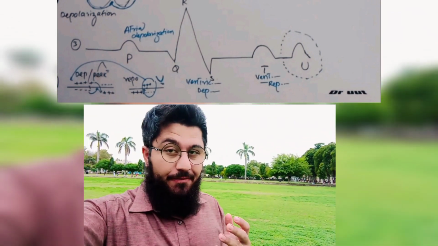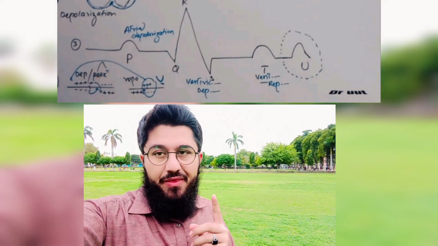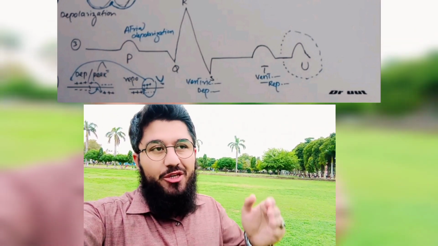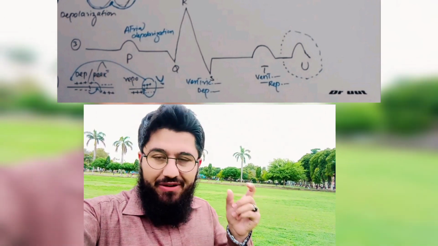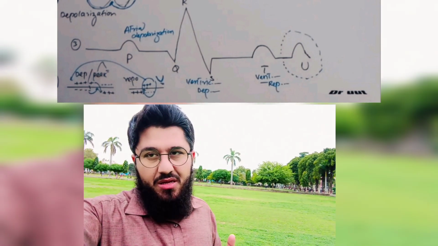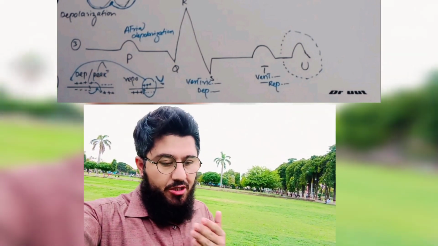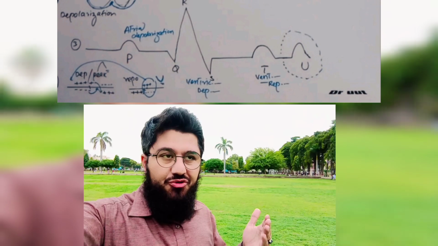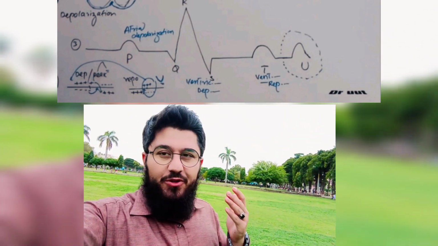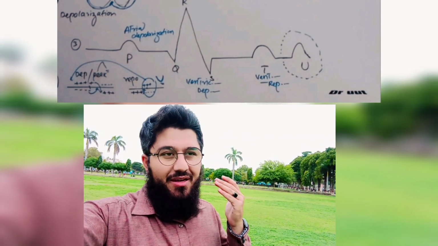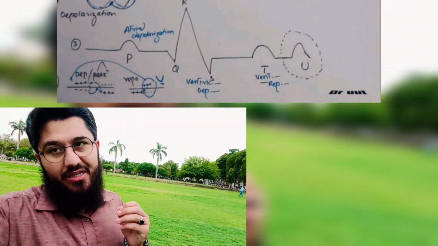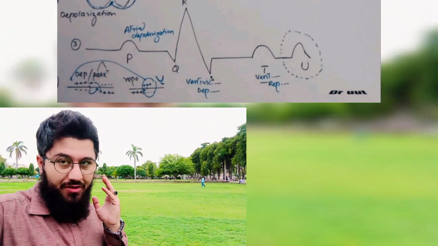Now the point is, the P wave is representing the atrial depolarization. Then there is a segment and the PQRS complex which is representing ventricular depolarization, and the T wave which is representing the ventricular repolarization. So we just missed the atrial repolarization. Now the question is why we don't see the atrial repolarization on the standard ECG. For that, you have to watch the complete lecture.